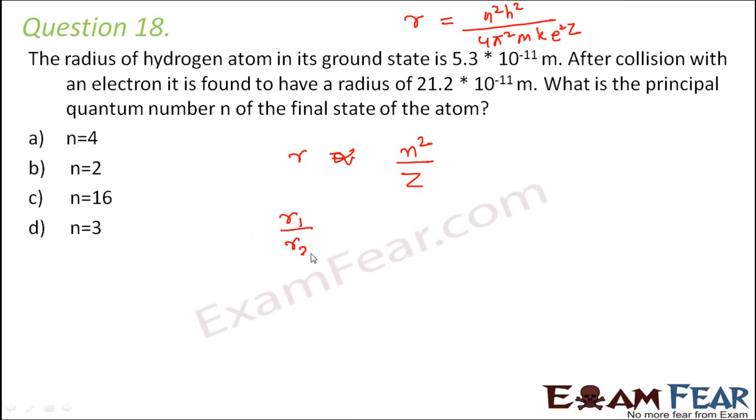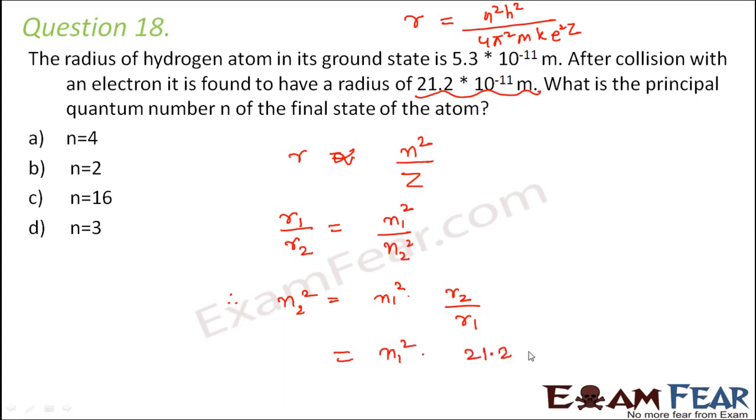Therefore, we can say r1 by r2 is equal to n1 square by n2 square, because z is equal to 1 in this case. We are only talking about hydrogen atom. So therefore, n2 square will be equal to n1 square into r2 by r1. So what is the value of r2? r2 is 21.2 into 10 to the power minus 11, and r1 is 5.3 into 10 to the power minus 11. So this 10 to the power minus 11 gets cancelled.